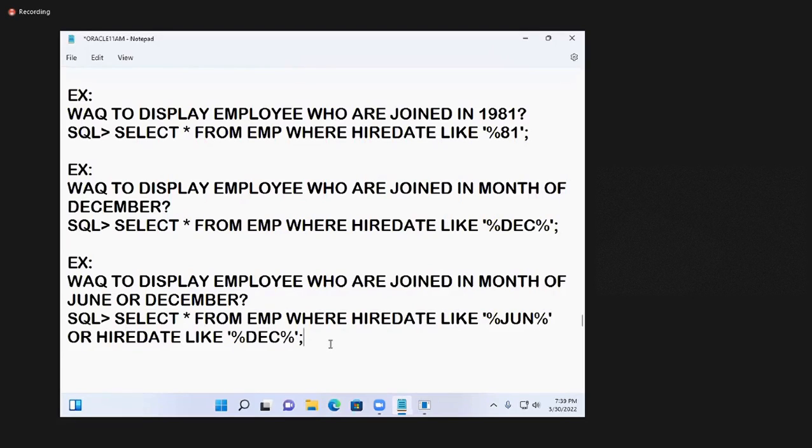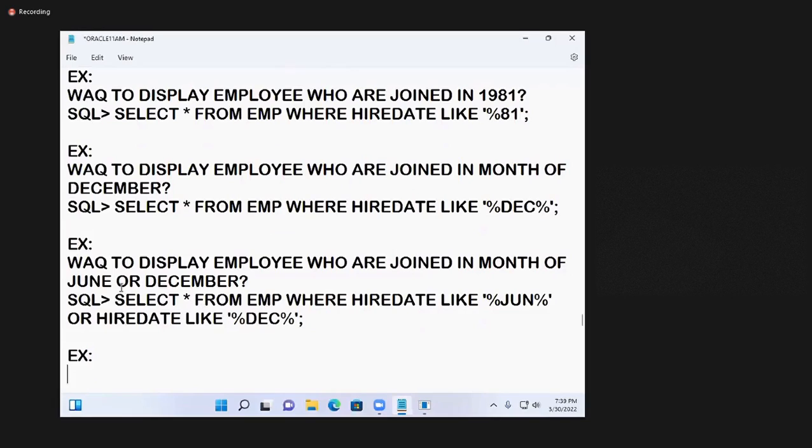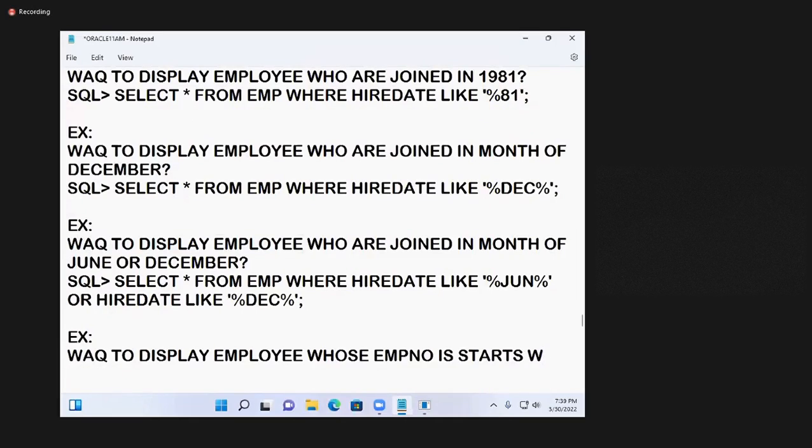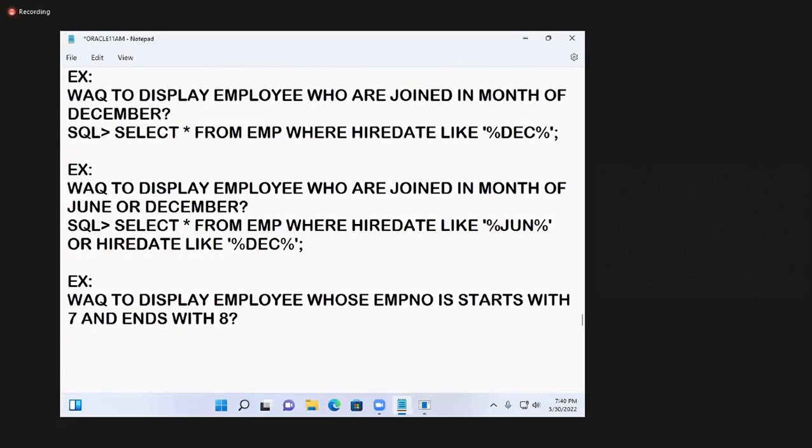Next one. Write a query to display employee whose employee number starts with 7 and ends with 8. So whose employee number starts with 7 and ends with 8.